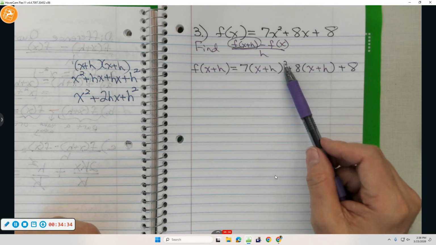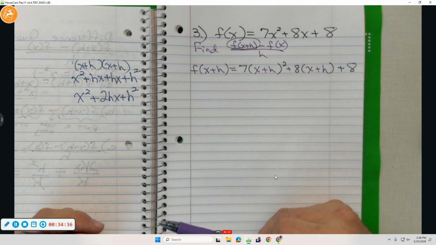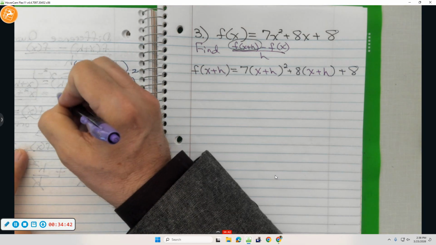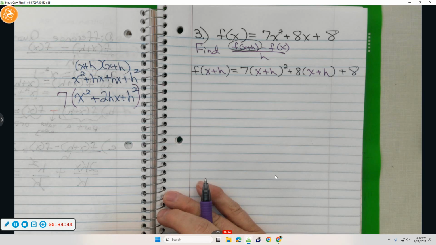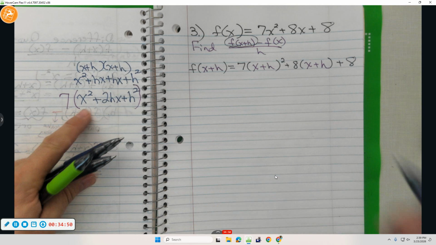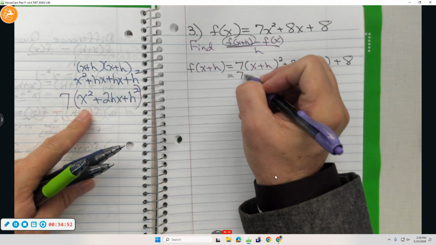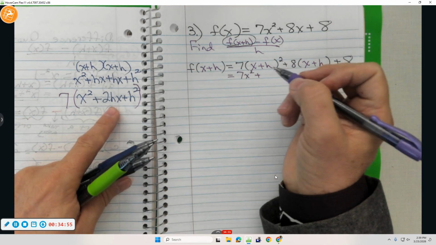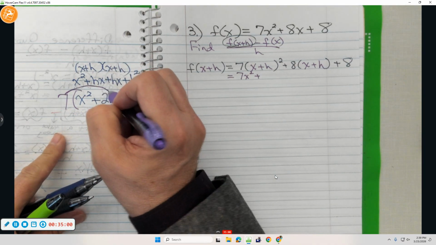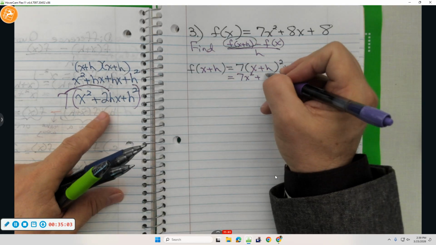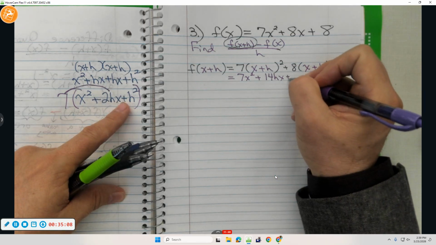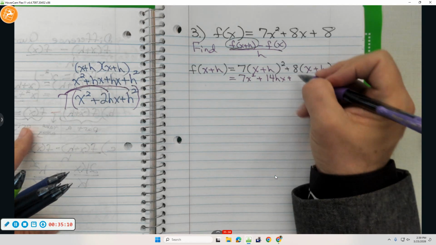You know something? We have something in front of all that stuff. What have we got in front of that stuff? A 7. We know what to do. We have a 7 sitting there in front. What are we going to do there? Distribute the 7. I'll get us started. That's going to be 7x squared plus here 14, okay, 7 times 2 is 14hx plus, okay, 7h squared.